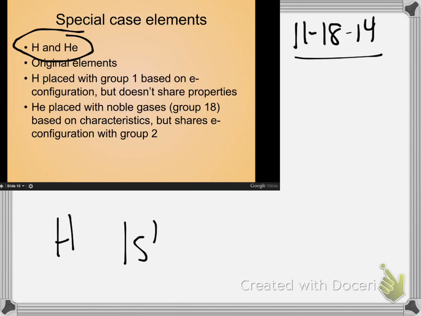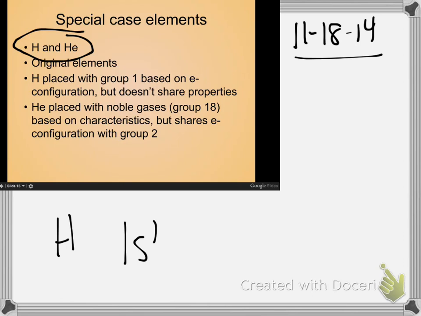Well, where would that put it group-wise? Put it in group 1, which is great. Based on electron configuration, it clearly belongs in group 1. It ends in s1. Here's the problem. Group 1 have some very defined characteristics. They're solids at room temperature, they're highly reactive, and so on. They like to lose an electron. Hydrogen likes to gain an electron. Hydrogen's a gas at room temperature. Hydrogen doesn't act like group 1. So we put it in group 1 because that's where it belongs based on electron configuration.